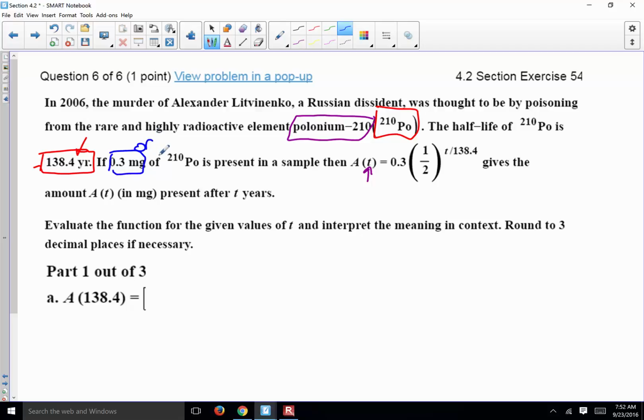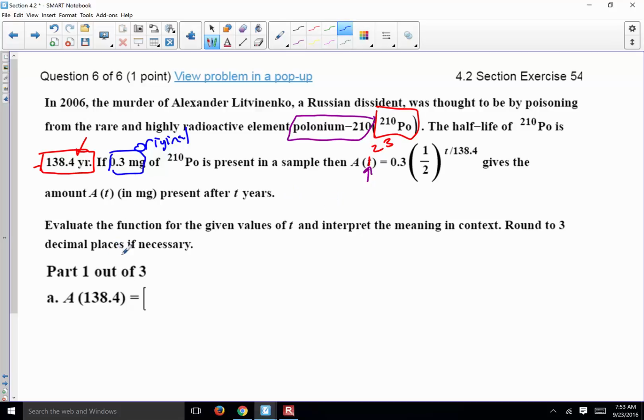You have 0.3 milligram, a very little amount of polonium, but you're wondering what amount it changes to, for example, 1 year, 2 years, 3 years later. It's definitely going to be less than 0.3, but how much less? I'm sure it's going to be more than 0.15, because half-life is 138 years and we're just waiting several years. So it's going to be more than 0.15, but that's not the question actually.